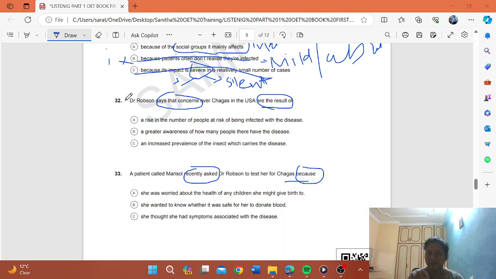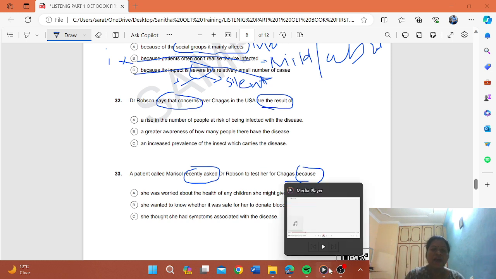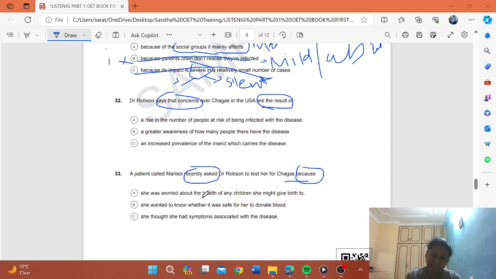The second question starts from "Right, I see. Are there concerns in the USA about Chagas?" So she started the question. She said the context of the second question. So from here you have to listen properly and apply the elimination technique.